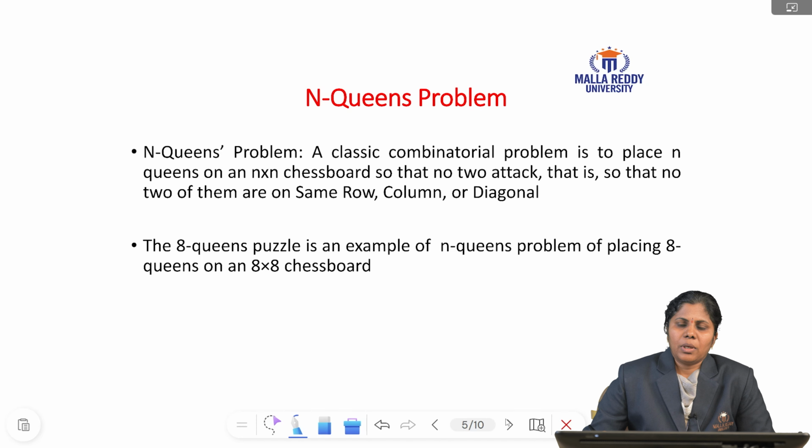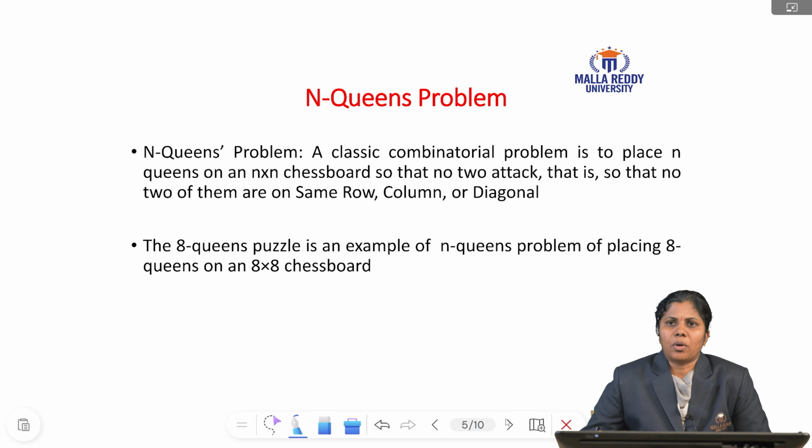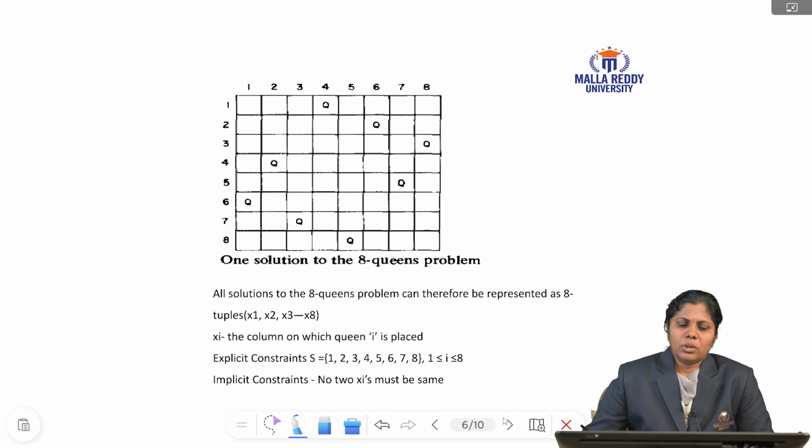As an example, to solve the n-queens problem, we are going to consider the 8 queens problem, which has to be placed on an 8 by 8 chessboard by placing 8 queens on different rows, different columns as well as different diagonals. This is one of the solutions for the 8 queens problem, where you can see all the queens are placed in different rows, different columns as well as different diagonals.